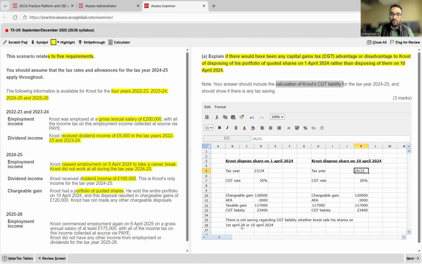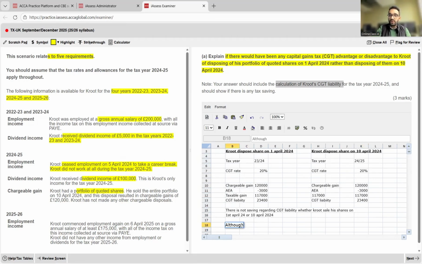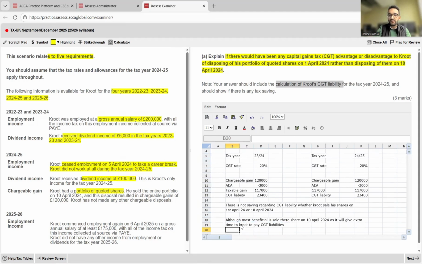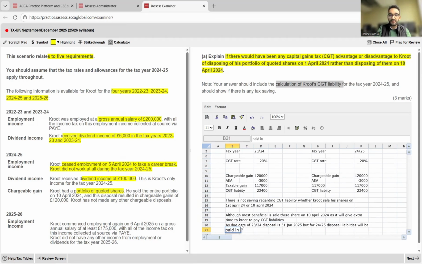You'll be writing here, although the most beneficial is to sell the shares on 10 April 2024, as it will give extra time to Crore to pay CGT liabilities, as the due date for 23-24 disposals is 31st January 2025, but for 24-25 disposals, liabilities will be paid on 31st December 2026. So this is beneficial from a cash flow perspective.